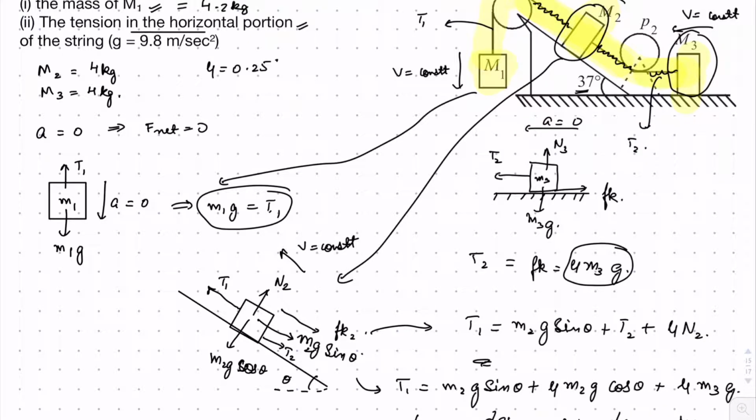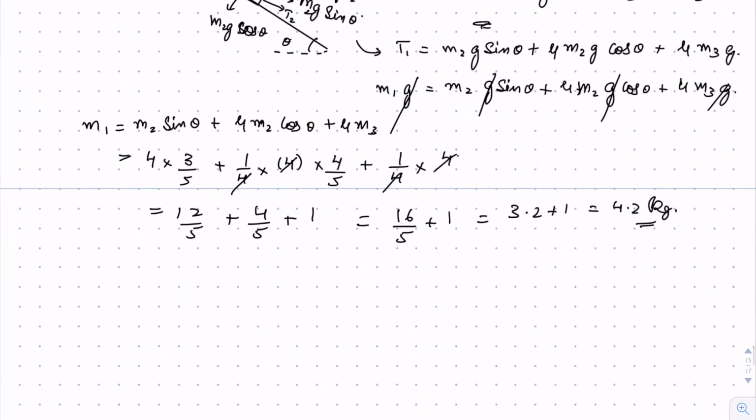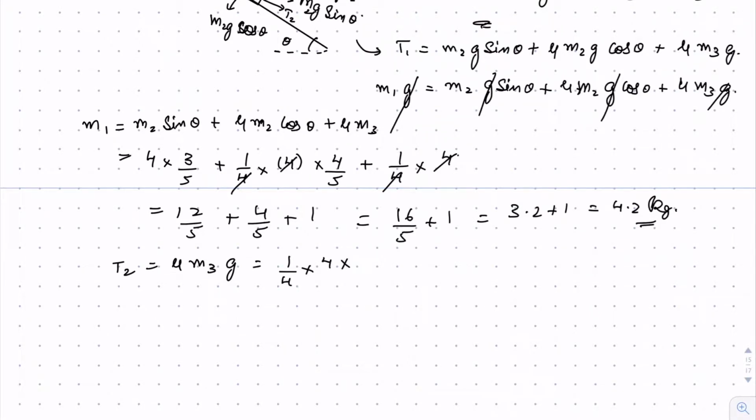Also, you need the tension in the horizontal portion. The horizontal portion is this one, so you need T2. T2 would be equal to mu m3g. Mu is 1 by 4, M3 is 4, gravity is 9.8. So this comes out to be 9.8 newtons. That's the answer.